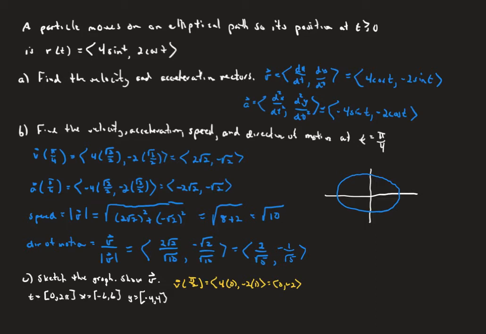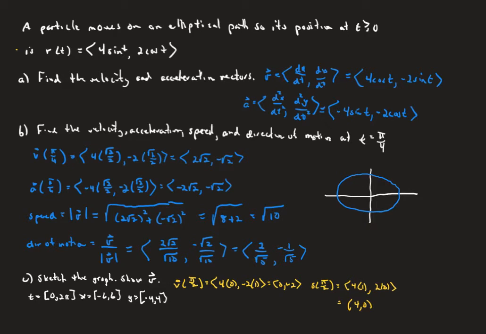Now, we're going to put this on our graph, but we need to know what the position of this function is at time pi over 2. So the position at time pi over 2, if we plug that into the original, way back there in the body of the question, then our r of pi over 2, we get 4 sine pi over 2, which is going to be 4 times 1, and we get 2 cosine of pi over 2, which is going to be 2 times 0. I'm going to think of this as a point, so it's going to be at 4, 0.